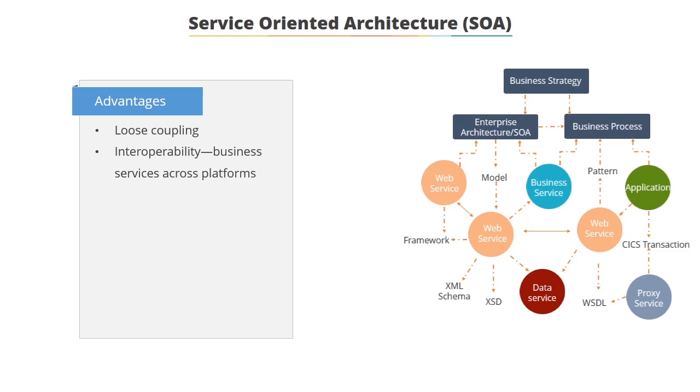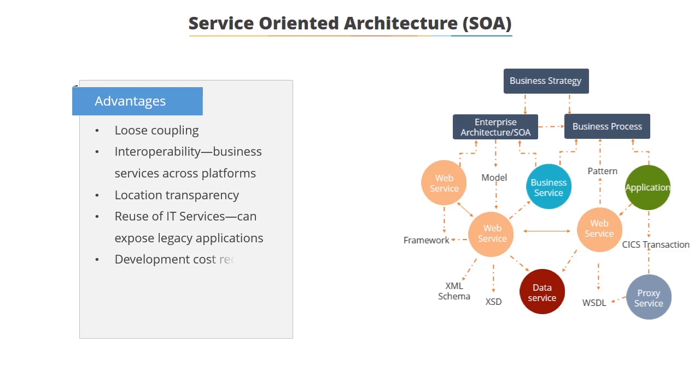We don't need to know where anything is. It can be anywhere within the corporate network or within the cloud, and we don't need to know the exact location because the infrastructure takes care of it. We can reuse services. If you've got a legacy application, what you can do is put a service-oriented front end on it, and then it becomes part of a service-oriented architecture. It reduces development costs and increases development speed, and it's easier to integrate the business and the IT environments.